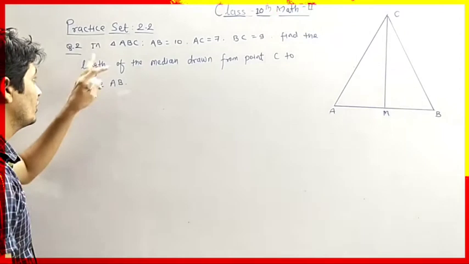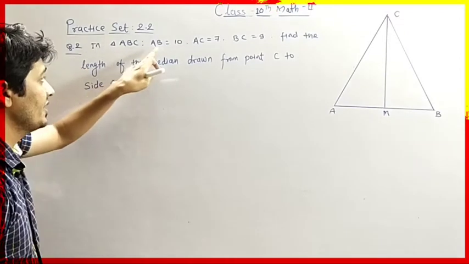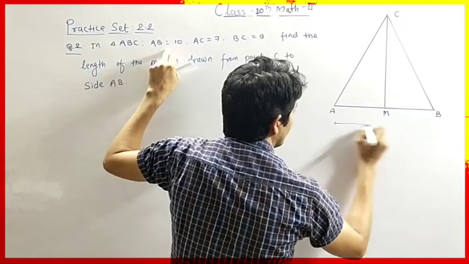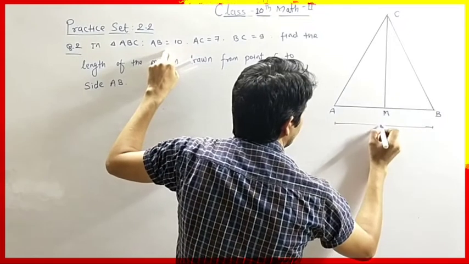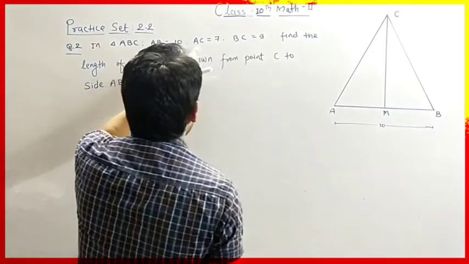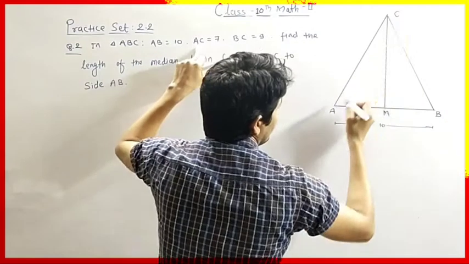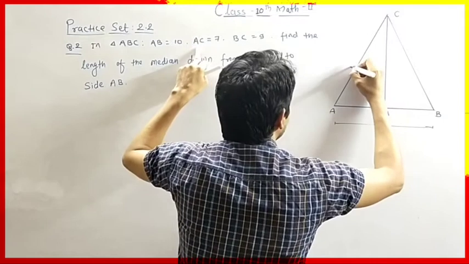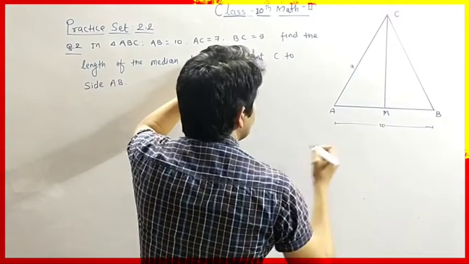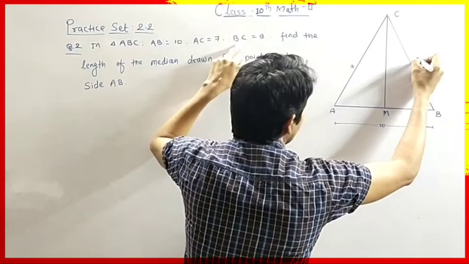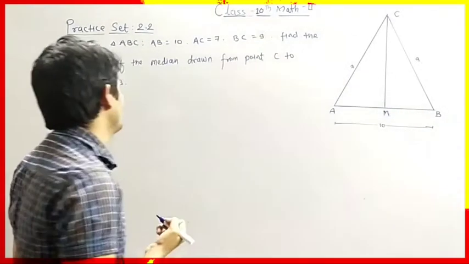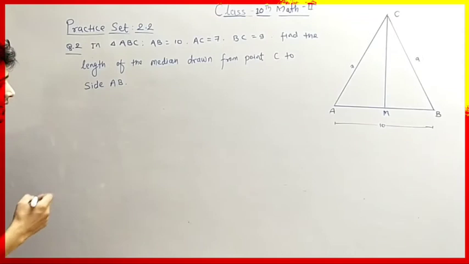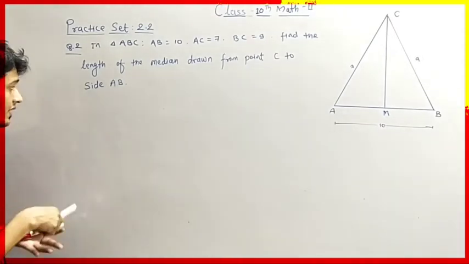So what is given in triangle ABC? AB is 10. Then AC is 7. Then BC is 9. Then we have to find the length of the median, that means CM, and we have to identify it. So first we have to write the given.